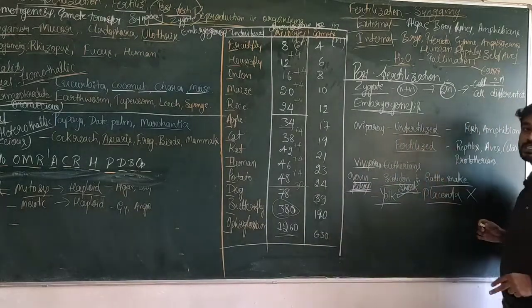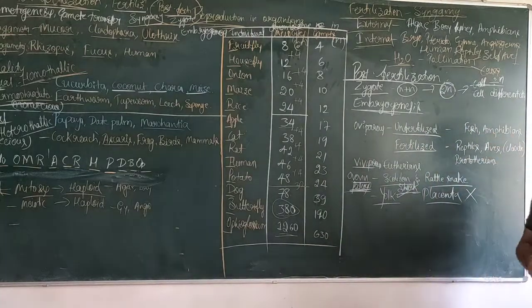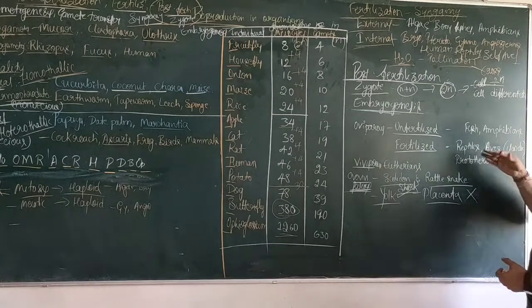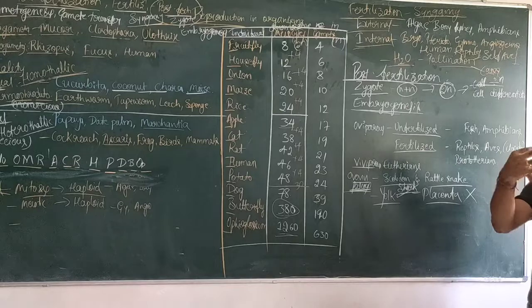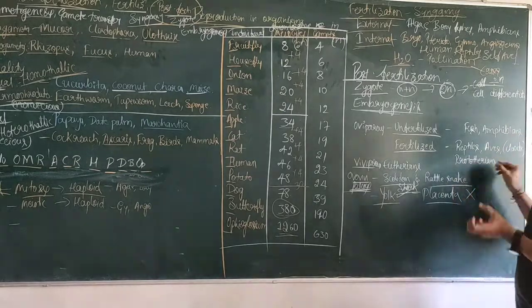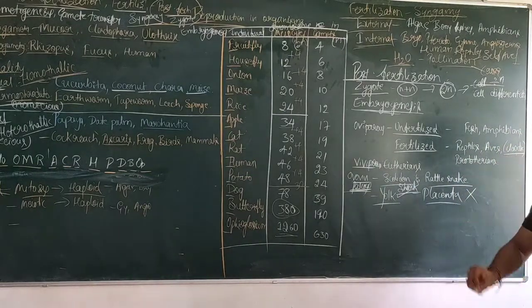The fertilized eggs which are laid by the higher organisms like the birds or maybe the apes have a calcareous shell on their egg. Those eggs are called cleidoic eggs.